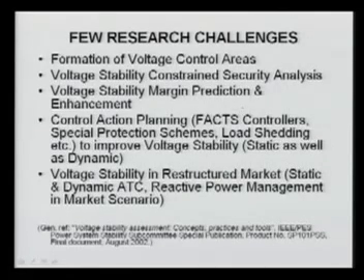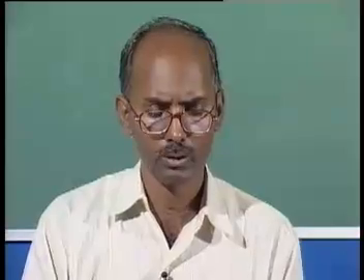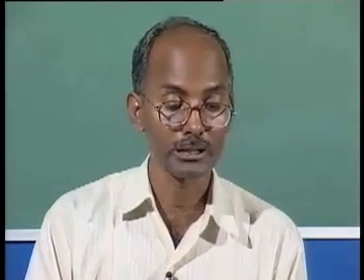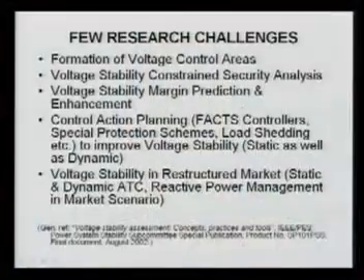Another challenge is the voltage stability constrained security analysis. Normally people go for the security analysis, and as you know the security is much more demanding than your voltage stability as well. So we can add some more constraints in the security analysis, and then we can use the voltage stability constraints, and then we can analyze. Now if you are adding the voltage stability constraints, the dynamic constraints, then the system becomes very complex, and getting a solution is also very complex. So we can include the voltage stability constraints in the security analysis, and then we can analyze the system behavior.